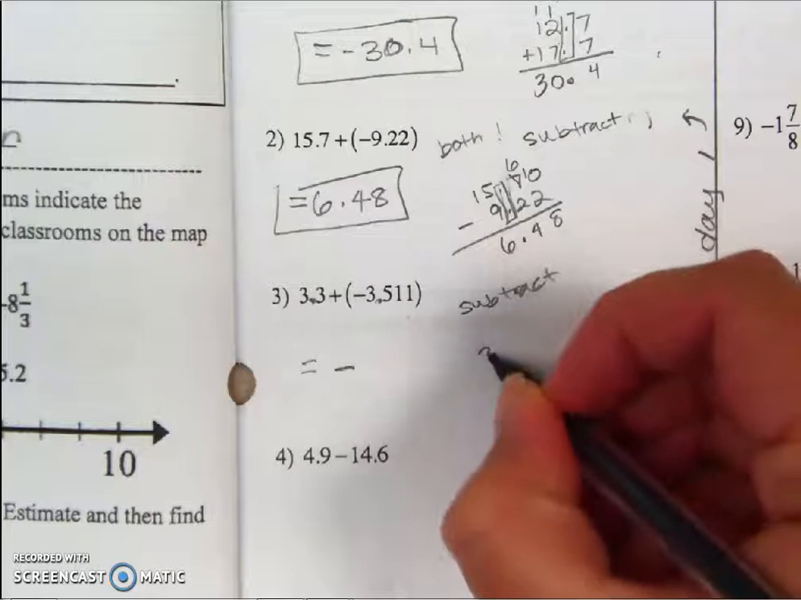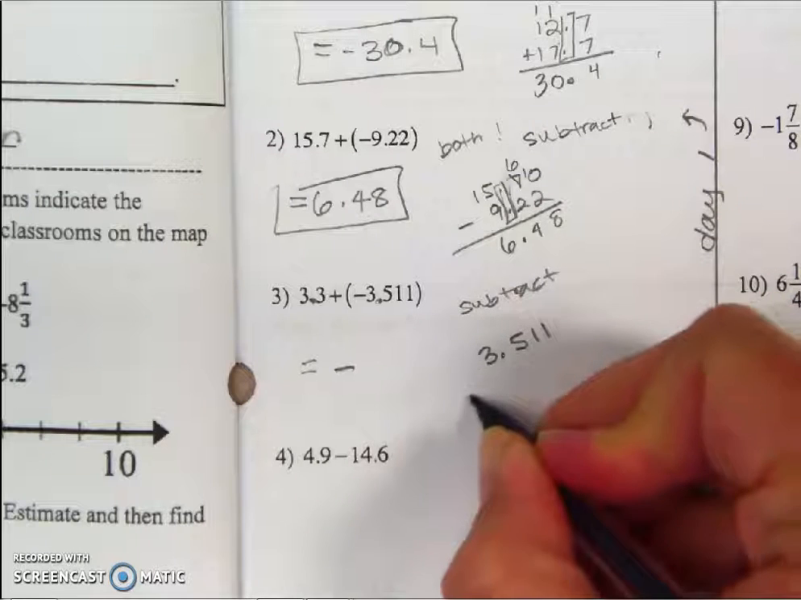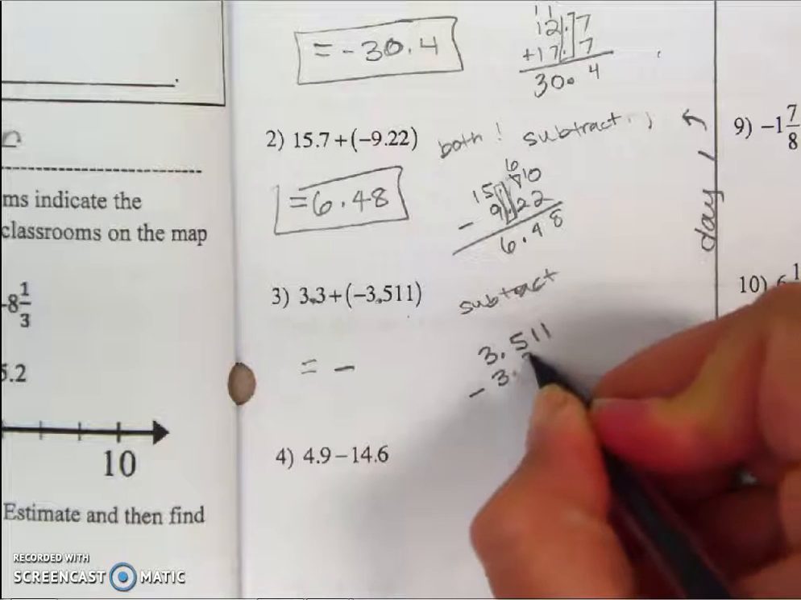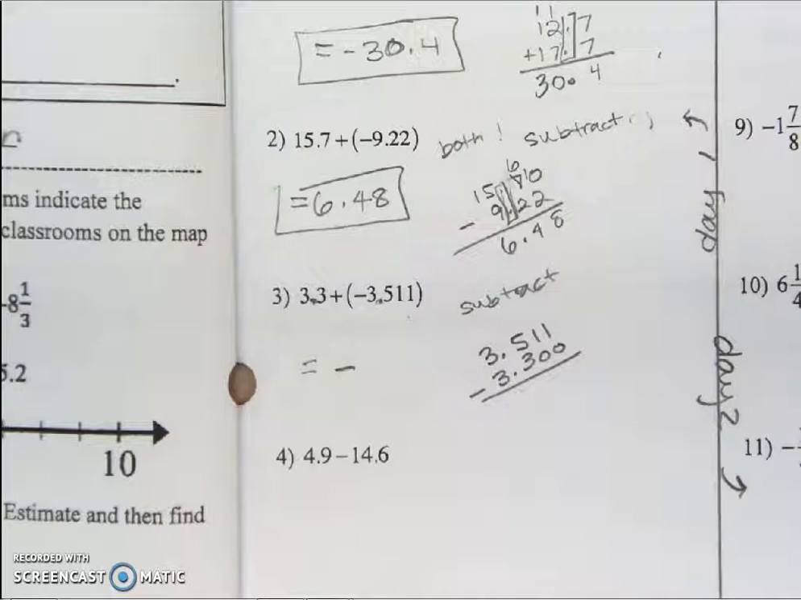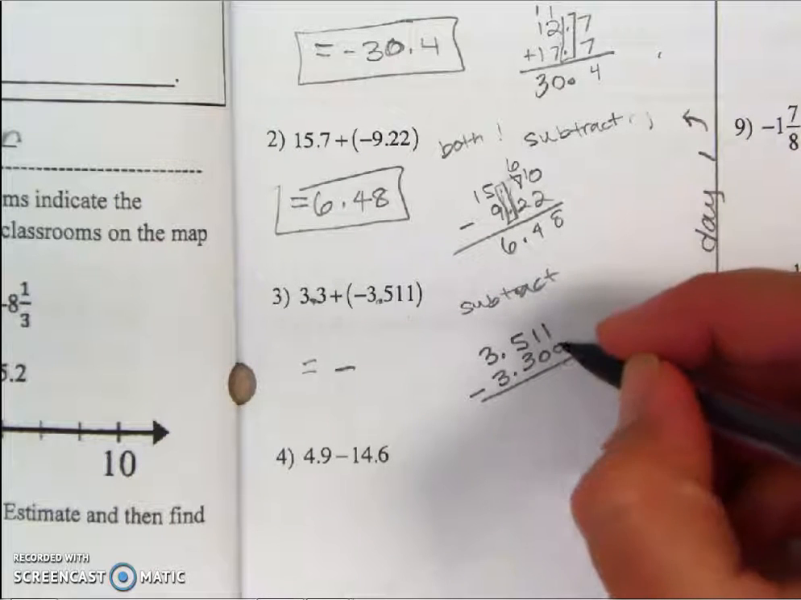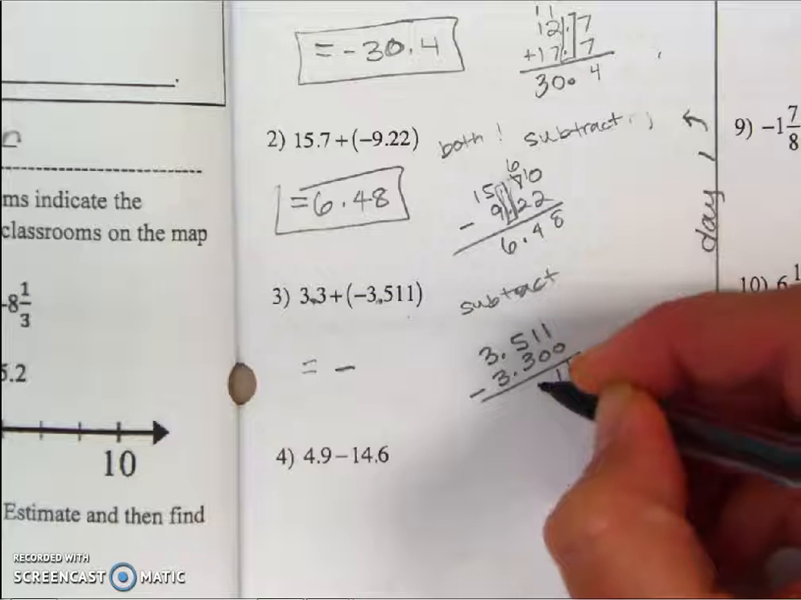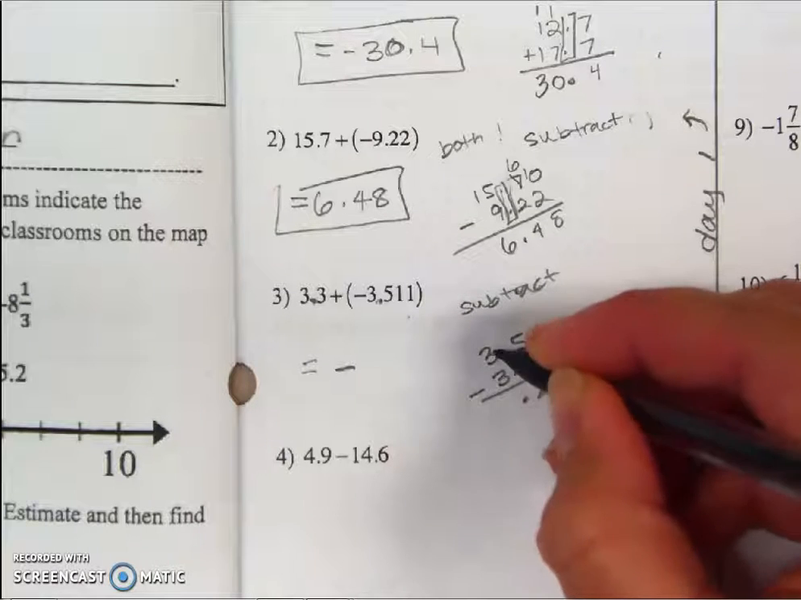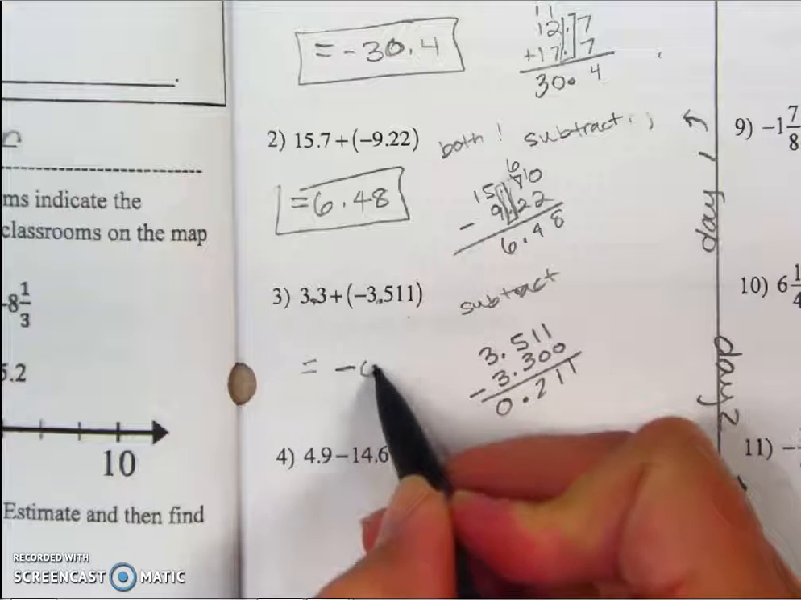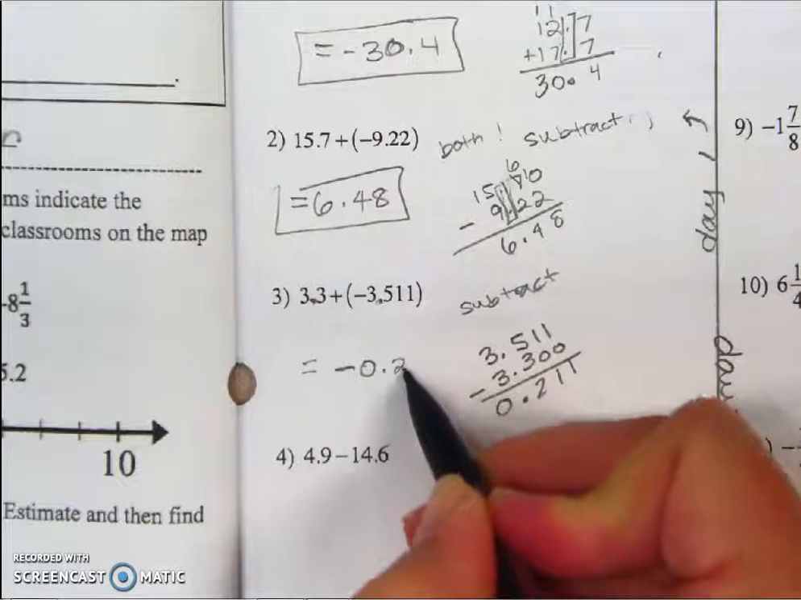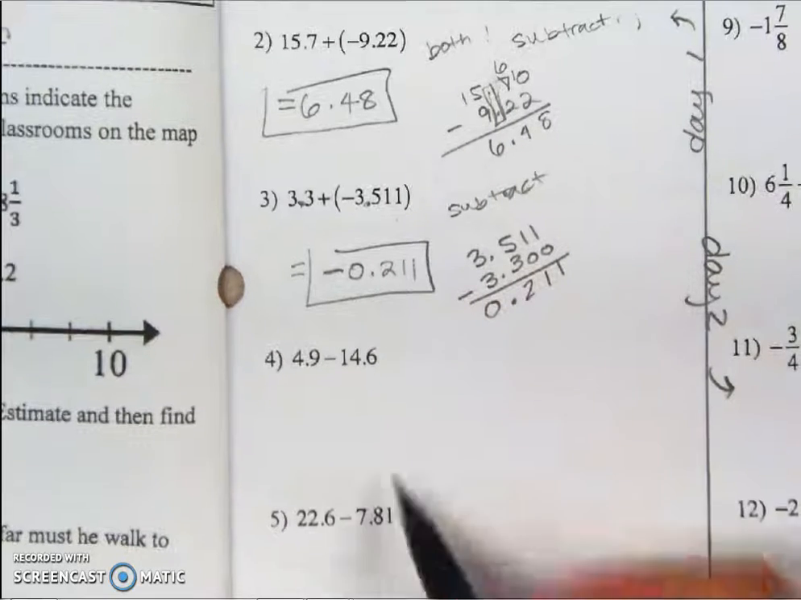To find out how much more, we line them up and subtract. So 3.511 minus 3.3, fill in our zeros, and this I can subtract. 1 take away nothing is 1. 1 take away nothing is 1. 5 minus 3 is 2. Bring down the decimal, and 3 minus 3 is 0. So what we would have left is negative 0.211. There's our answer.